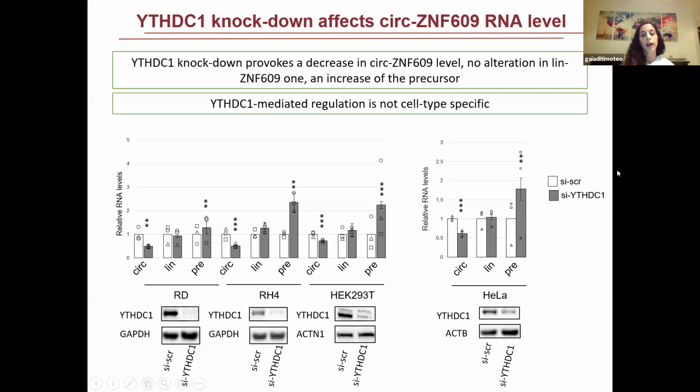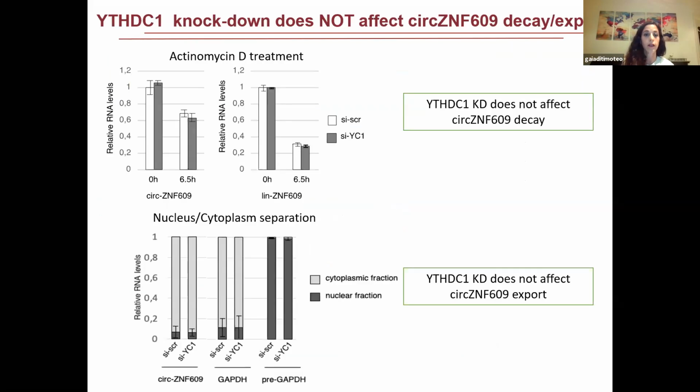We confirmed that this effect is not cell type specific. Indeed, we carried out the knockdown of YTHDC1 not only in HeLa cells, but in other cell lines. And as you can see, we got the same results every time we performed our experiment. Also, in this case, we performed an actinomycin D experiment, and we revealed that basically YTHDC1 has nothing to do with the stabilization of the circRNA.